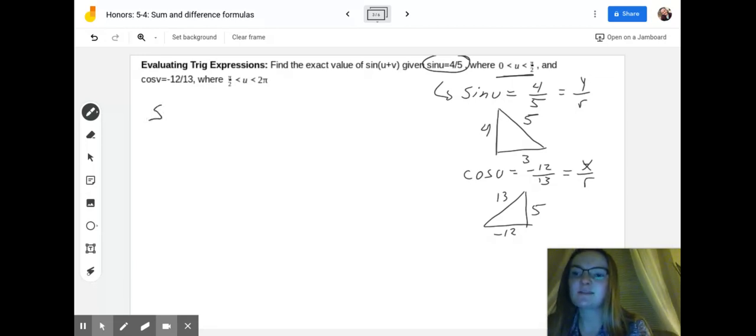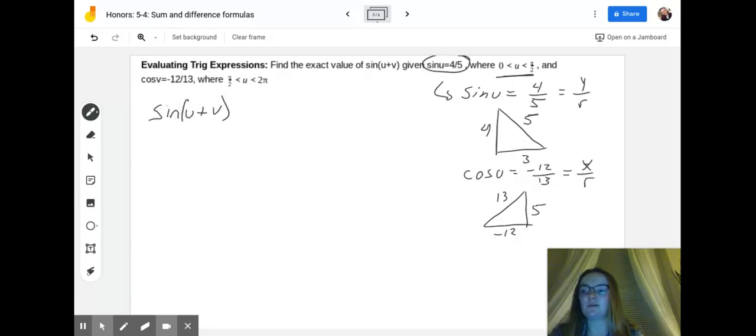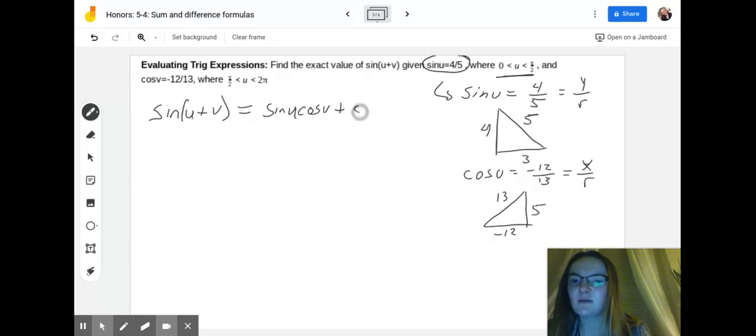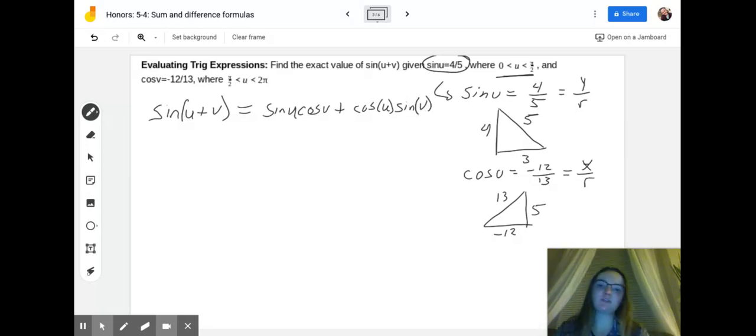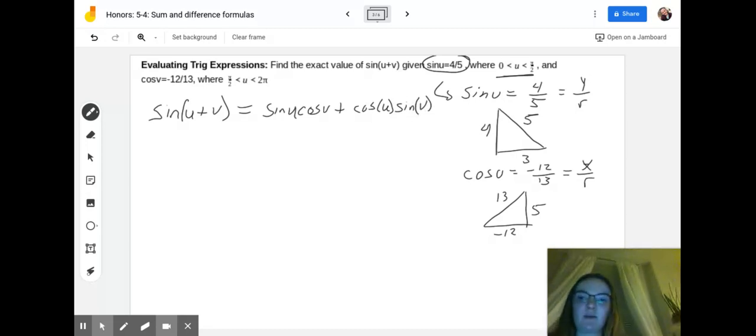So if I said sine of u plus v, if I use the sum and difference formula, that's going to translate to sine of u times cosine of v, and I know u's and v's look similar, so I'm going to go ahead and put a little tail on that, plus cosine of u times sine of v. What we can do is actually use these triangles to evaluate what this sum is. And I'm sorry, I should have written, we are finding the exact value here. So I'm going to use these triangles to evaluate.